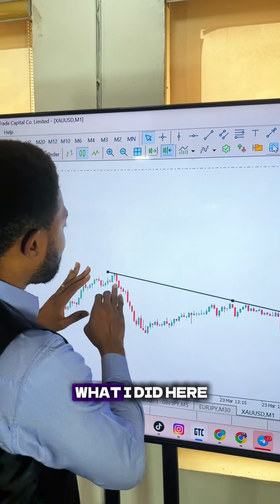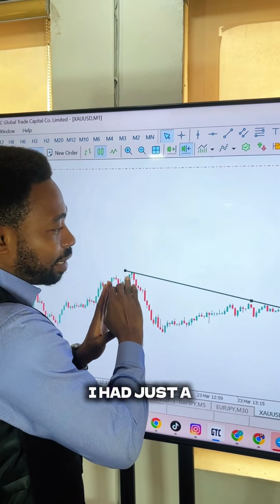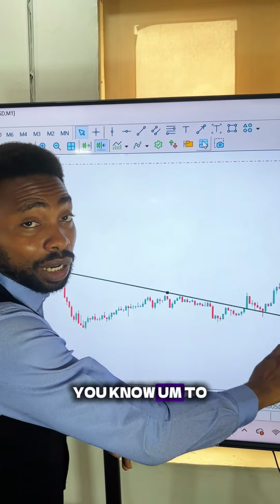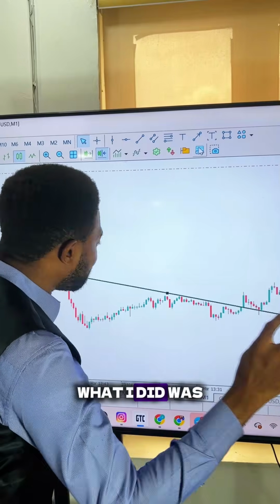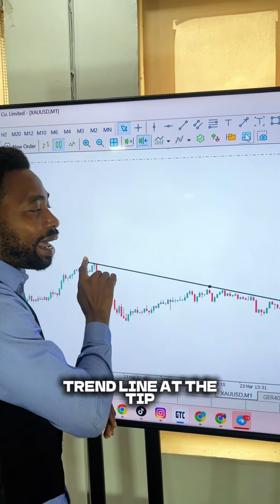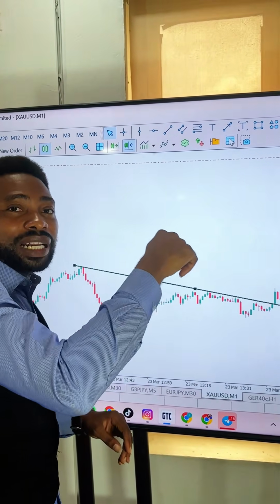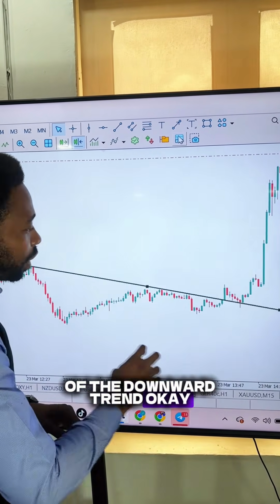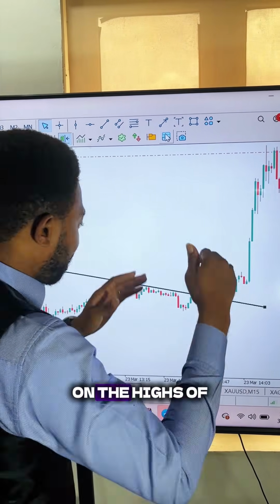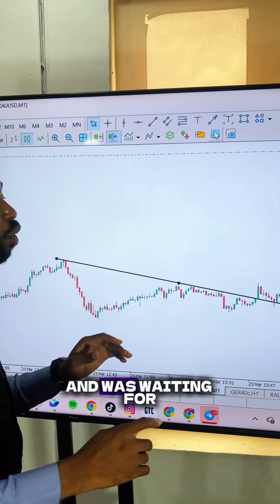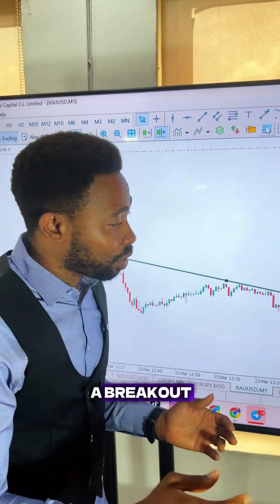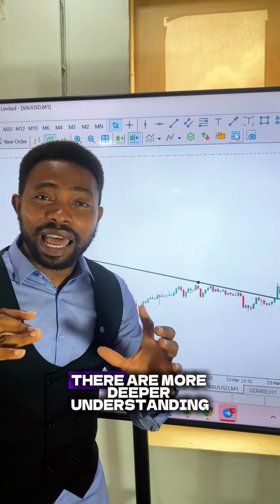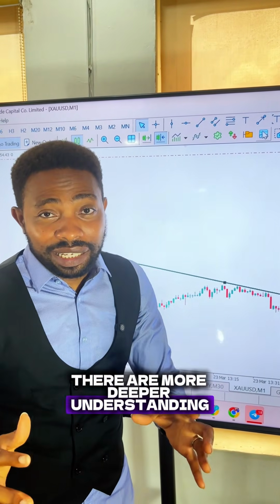So if you see what I did here, I had just a bit of price coming downwards, to this other side. So what I did was just to draw my trend line at the tip, the highs of the downward trend. Okay, I just drew my trend line on the highs of the downward trend, and was waiting for a breakout.